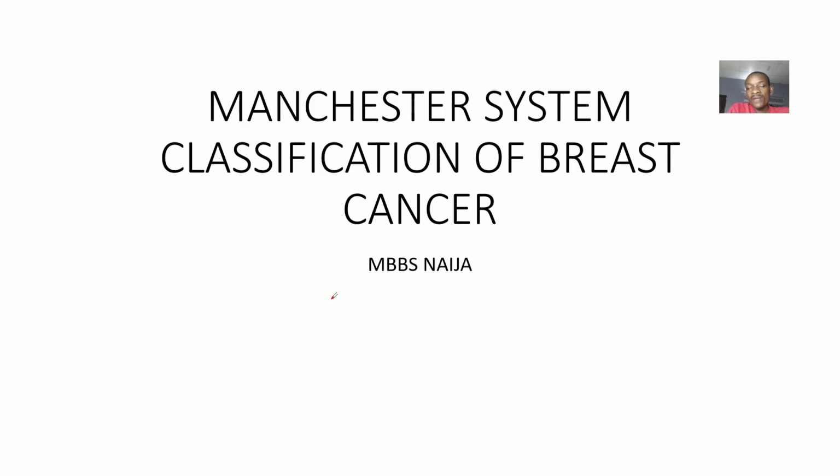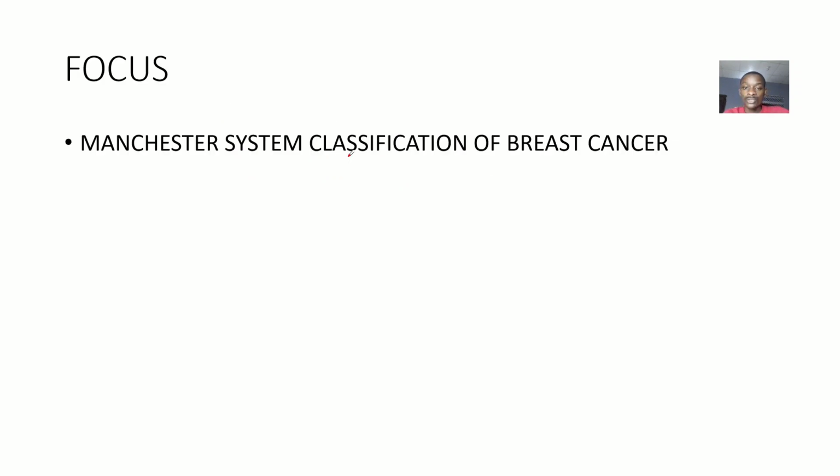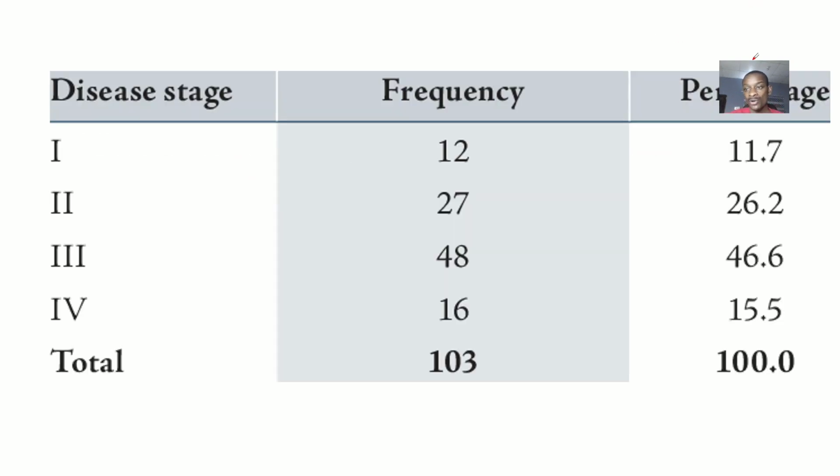So, apart from the TNM classification of breast cancer, that's tumor, nodal, and M for metastasis, there's another classification of breast cancer known as the Manchester system classification. We'll be looking at the overview, how this classification is done, and each of the classes, what it means to actually have a type of breast cancer under here.